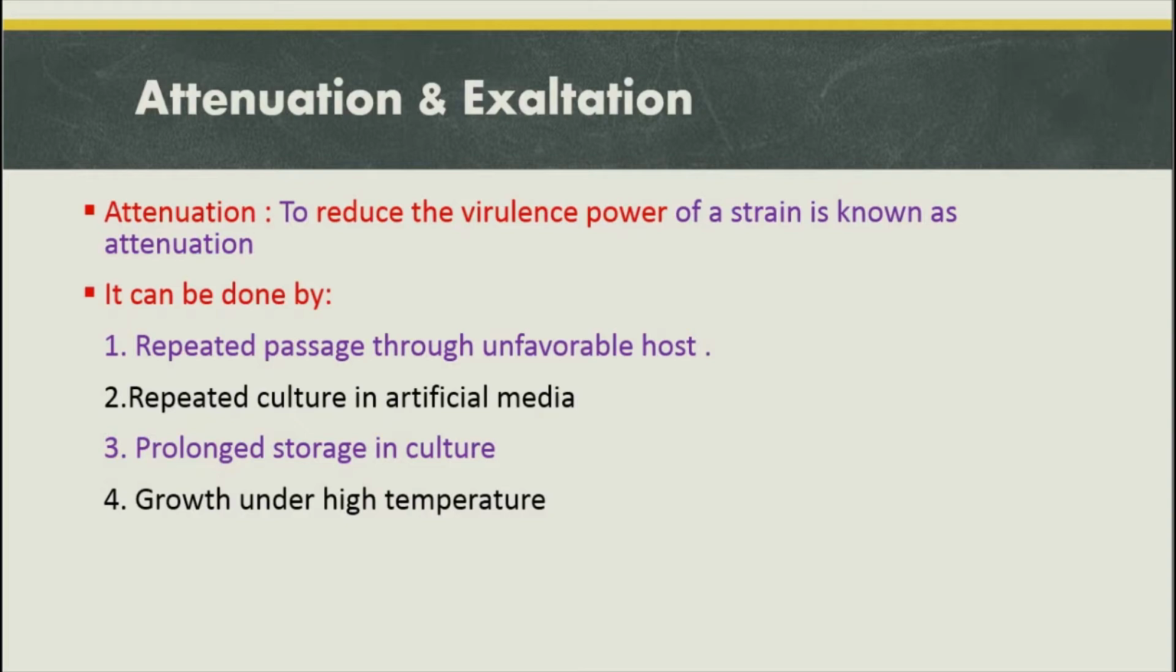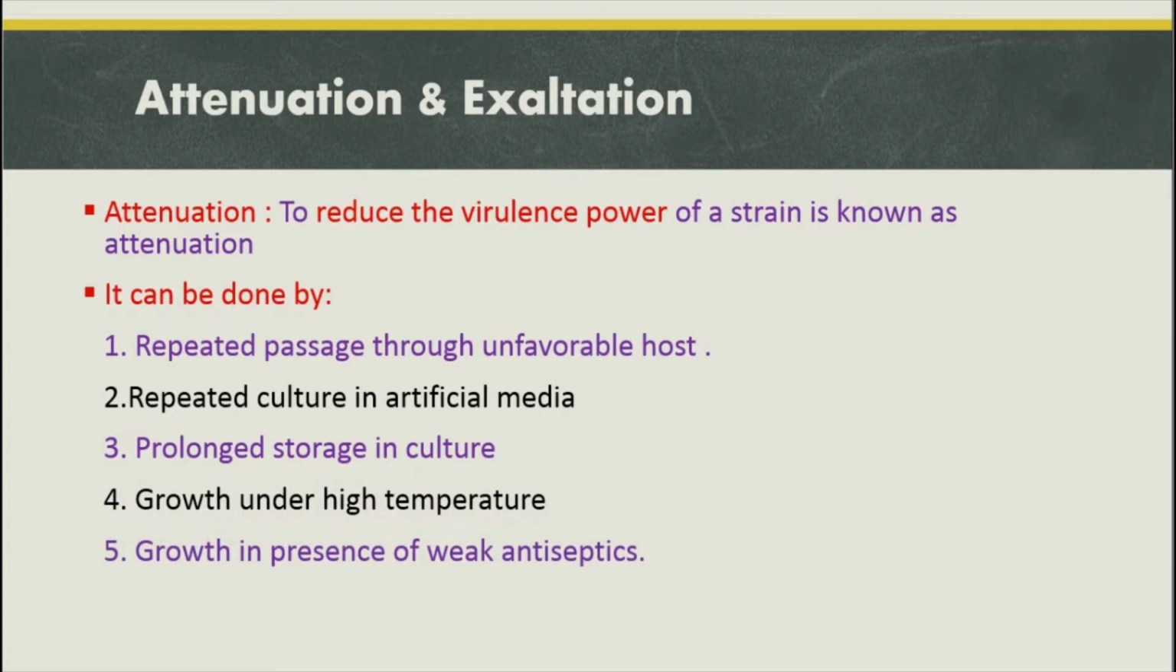The next is growth under high temperature. High temperature here does not mean very high, but a temperature higher than the optimum temperature required for the growth of the bacteria. Generally we grow most bacteria at 37 degrees centigrade. So, if you use a slightly higher temperature, about 40 to 45 degrees centigrade, they may lose virulence when grown at that higher temperature.